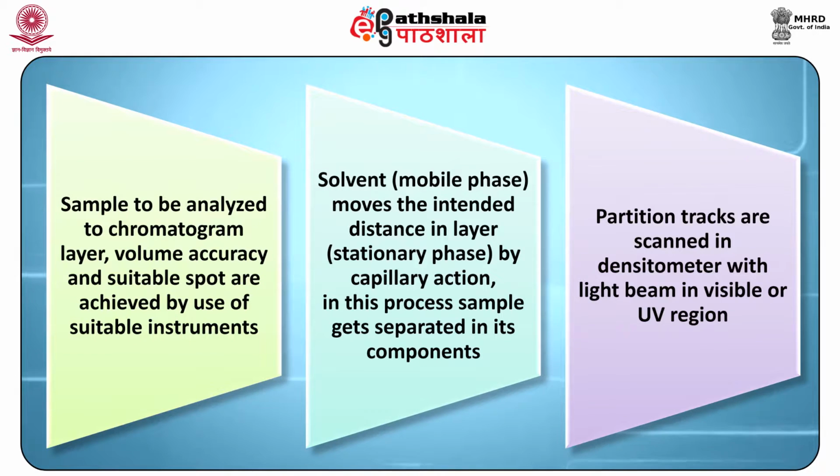The sample to be analyzed is applied to the chromatogram layer, and volume accuracy and suitable spot are achieved by the use of suitable instruments. The solvent, the mobile phase, moves the intended distance in the layer, the stationary phase, by capillary action. In this process, the sample gets separated into its components. The separated tracks are scanned in a densitometer with a light beam in the visible or UV region.